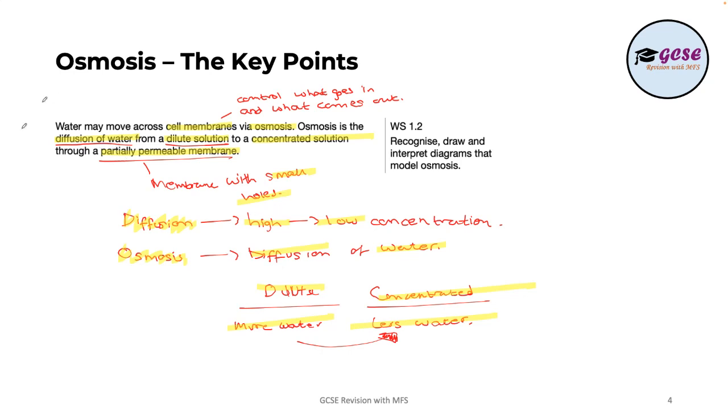So essentially what you need to do is just learn that definition. Osmosis is the movement of water from an area of high concentration to an area of low concentration, or dilute to concentrated solution, via a partially permeable membrane.